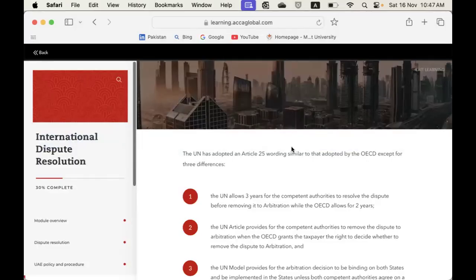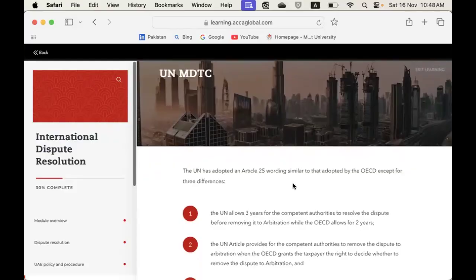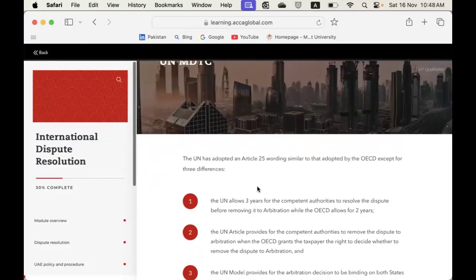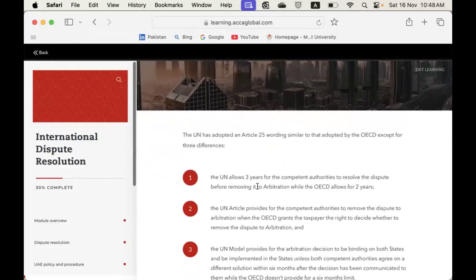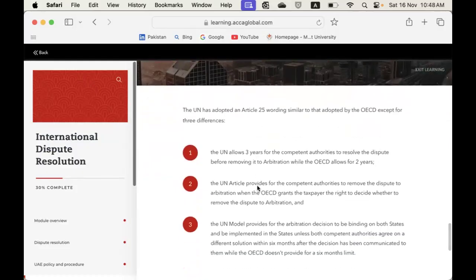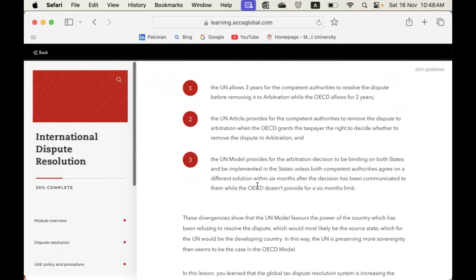Right. Where were we? So we were looking at the UN Model Tax Convention. The UN has adopted Article 25 wording similar to that adopted by the OECD, except for three differences. The first difference is that the UN allows 3 years for the competent authorities to resolve the dispute before removing it to arbitration, while the OECD allows 2 years. Instead of 2 years, 3 years. It's a point for us to remember.